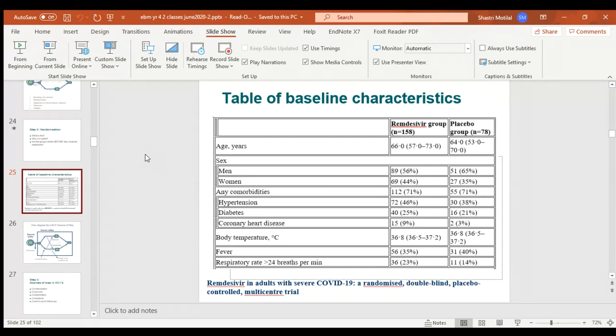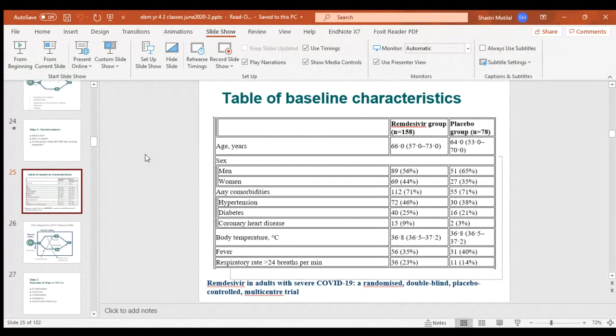Suppose coronary heart disease leads to worse outcomes. Suppose it makes people with COVID-19 get more sick. Then patients receiving this drug remdesivir are probably already set up not to recover, because there are more people with coronary heart disease and more people with diabetes compared to the placebo group. And the conclusions of this study I'll share with you. This study concluded that remdesivir was no different than placebo in terms of outcomes in patients with severe COVID-19.